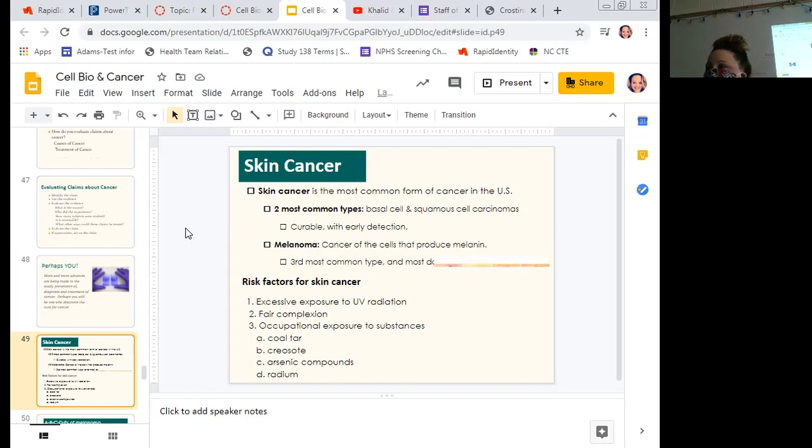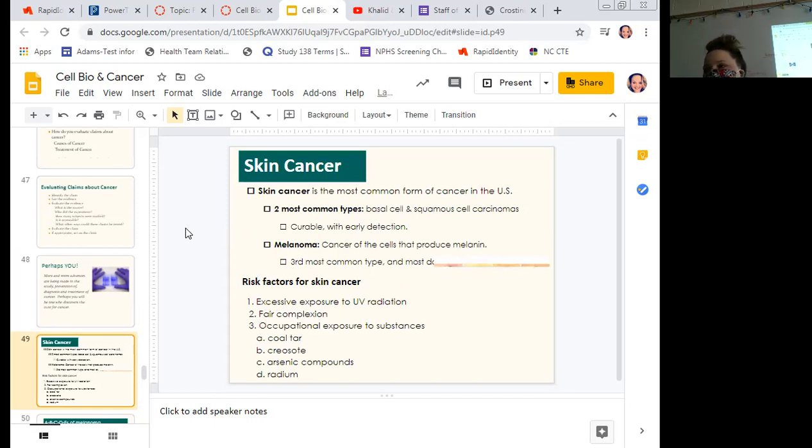It's the most common form of cancer in the United States, and there are 2 main types, basal cell and squamous cell carcinoma. Both are curable with early detection. We can cure you from this cancer with early detection. My dad has had both. They went in, they removed the spot on his skin, and he was considered cured.